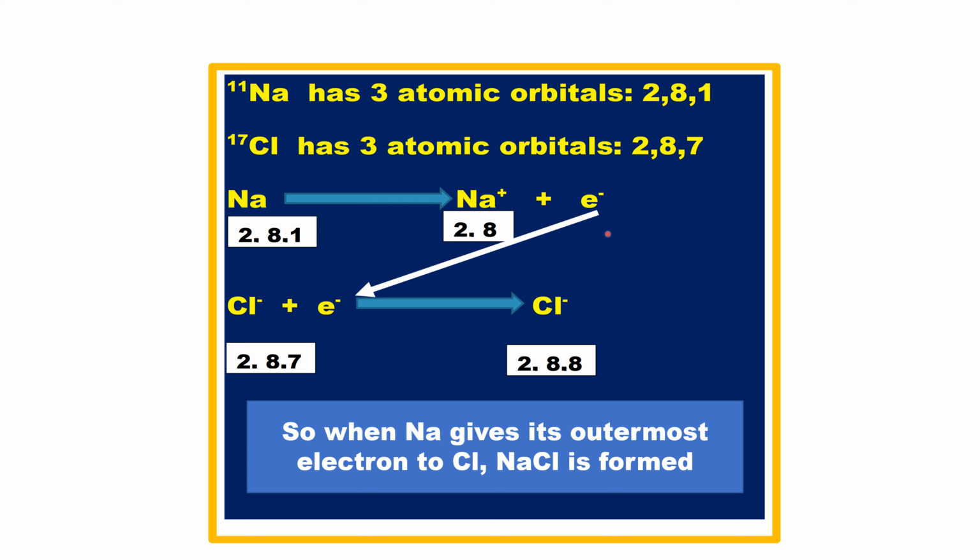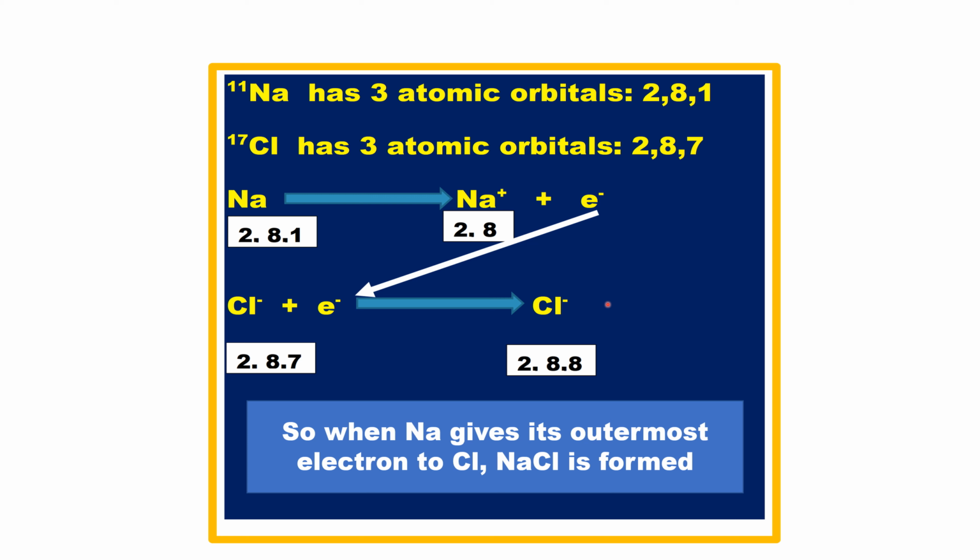So when it loses this electron, it will become positively charged, and that electron will then be gained by chlorine. So when chlorine gains this electron, it will become negatively charged. So when atoms lose electrons, they become positively charged, and when atoms gain electrons, they become negatively charged.